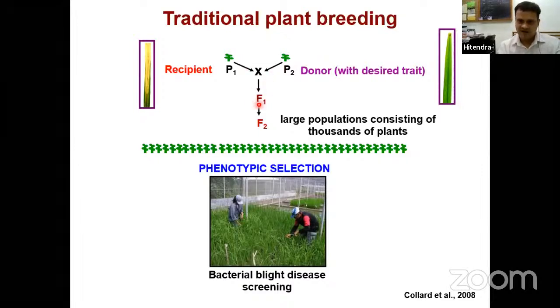We get a hybrid, and when we self-fertilize this hybrid plant, we get thousands of F2 plants. And these plants we can screen for bacterial blight disease, and whichever plant shows disease resistance, that plant we can select and use as a disease resistant plant. This is traditional plant breeding.